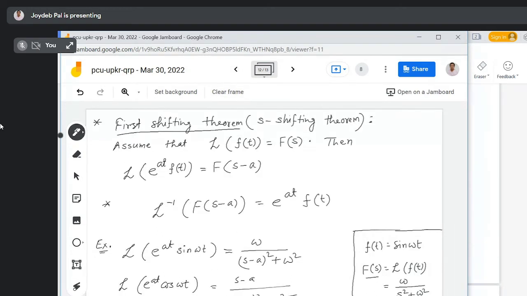By the s shifting property, Laplace inverse of f of s minus a is equal to this. ये होता है. So e to the power at. Now if I know this a, I can write that e to the power at. Then if I know capital Fs, then taking its Laplace inverse, I can find ft. So I need a and I need capital Fs. These two things are needed to find this.